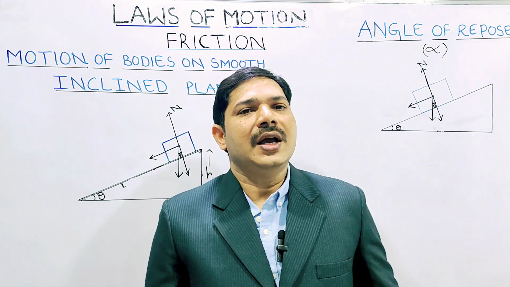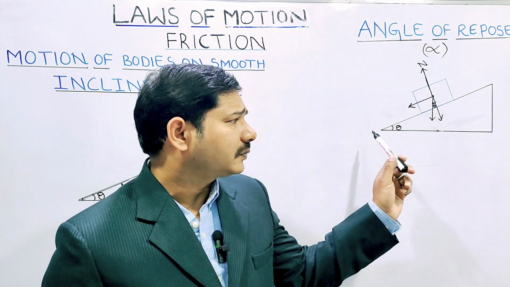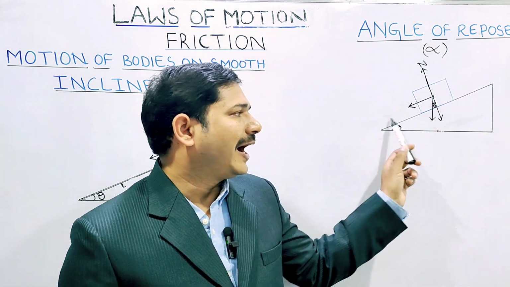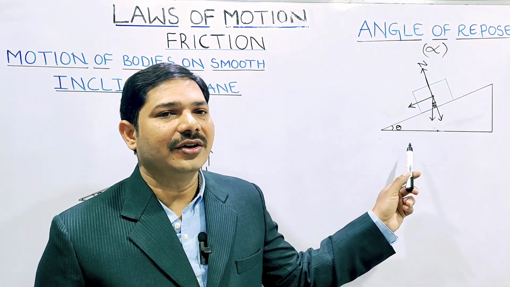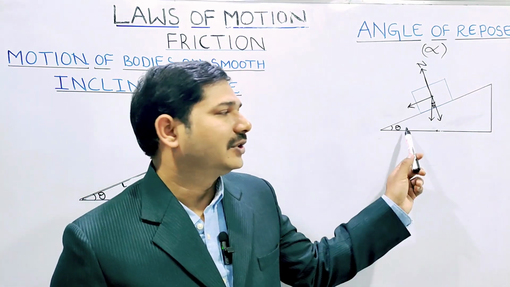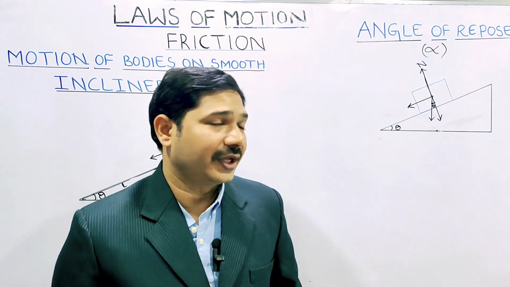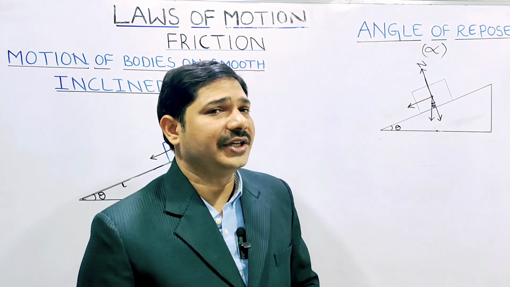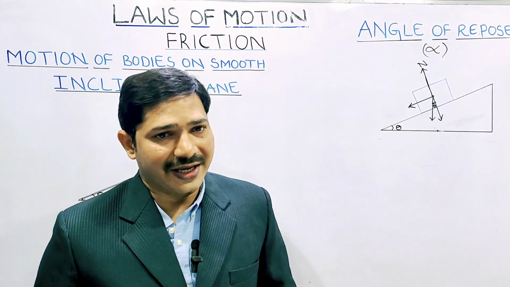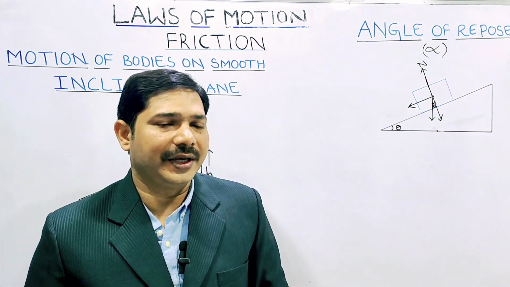Here you can observe, what is the inclination angle? Here this is one inclined plane, and this is the horizontal plane. The angle between the horizontal plane and the inclined plane is called the inclination angle, or angle of inclination. Say the height of the inclined plane is h, and the length of the inclined plane is L.